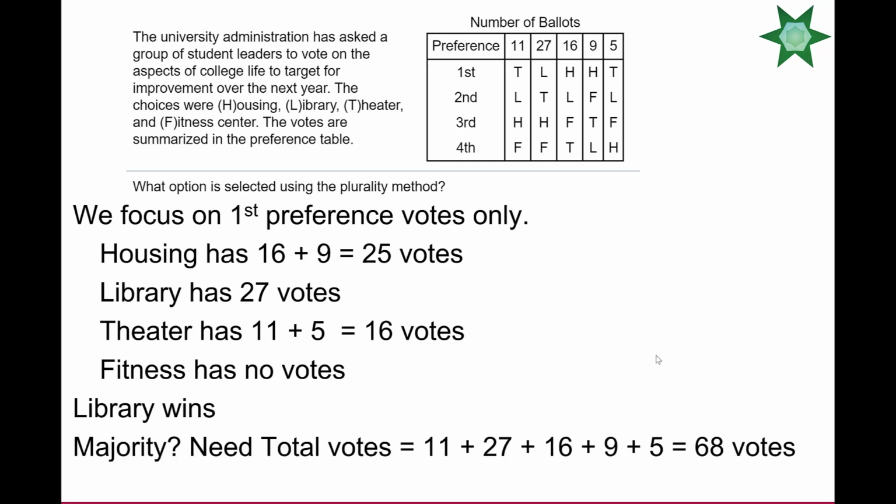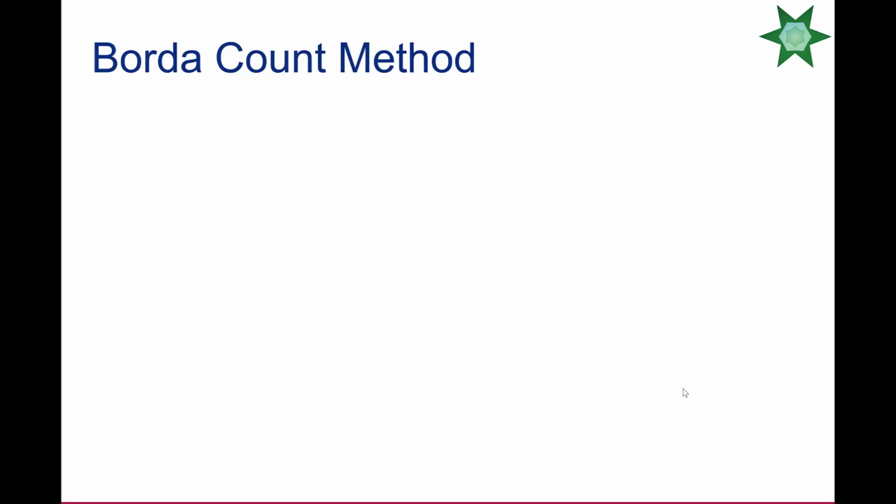Did it get a majority? The total votes cast, if we tally up the totals at the top of the columns, we come up with 68. And the library did not have a majority, but it did win by plurality.